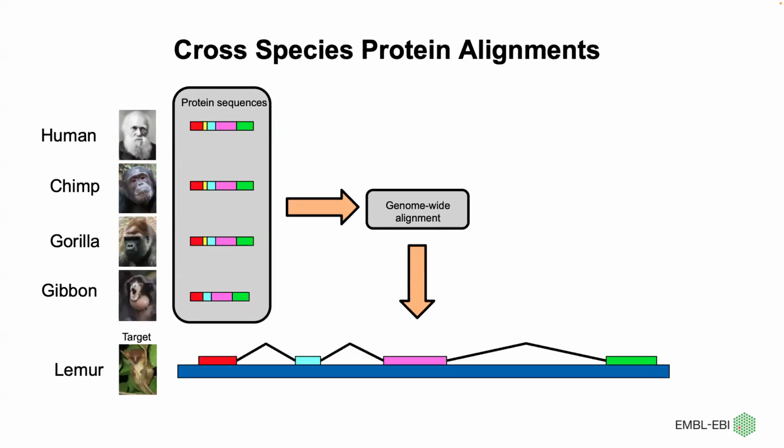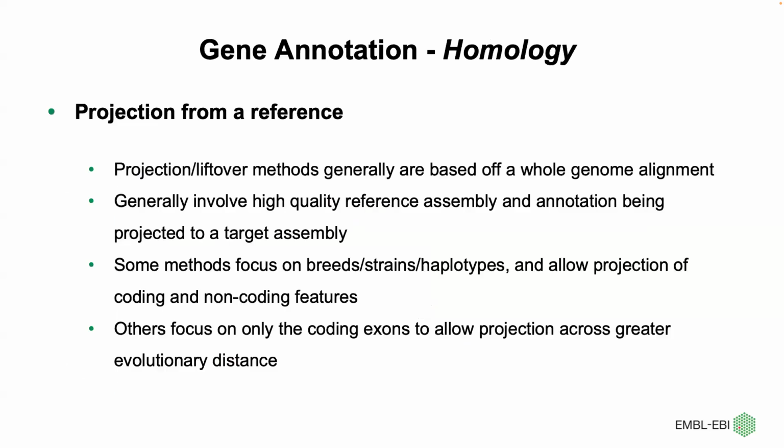These proteins can then be used to do protein to genome alignment. For example, this is just a pictorial representation. If your target genome is lemur, you want to take data from closely related species, in this case, say from human, chimp, gorilla, and gibbon. You take all the known well-characterized protein sequences from these organisms and align these proteins to the target genome to infer the gene structure. There are tools which are used for protein to genome alignment. We basically use GenBlast and MiniProt for these approaches.